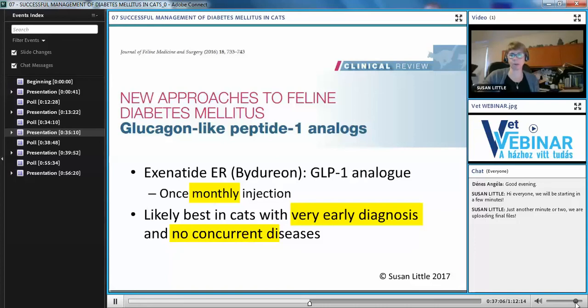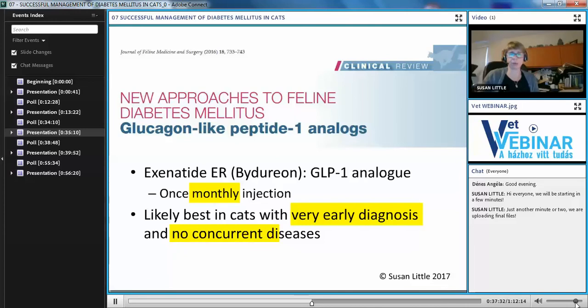And it has been evaluated in cats. There's a nice article in the Journal of Feline Medicine and Surgery last year, and those researchers concluded that this approach, although very attractive, obviously, just a monthly injection, would work the best only in cats that have the absolute earliest diagnosis. And unfortunately, certainly compared to people, we diagnose our patients later in disease.